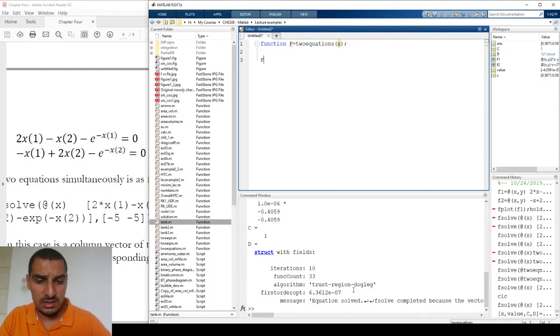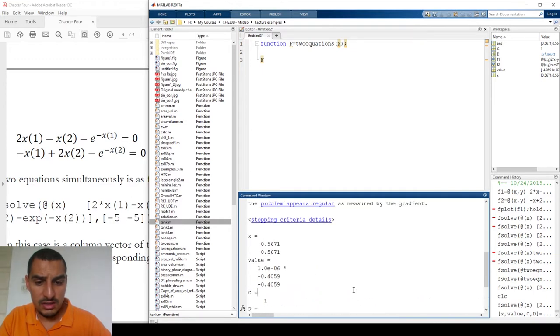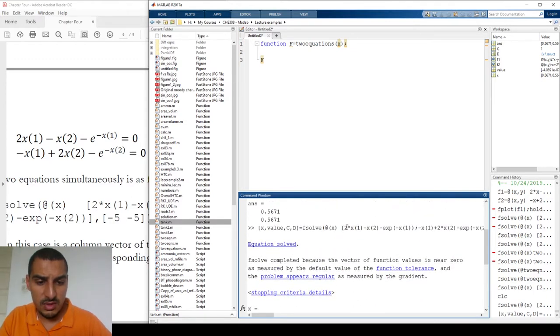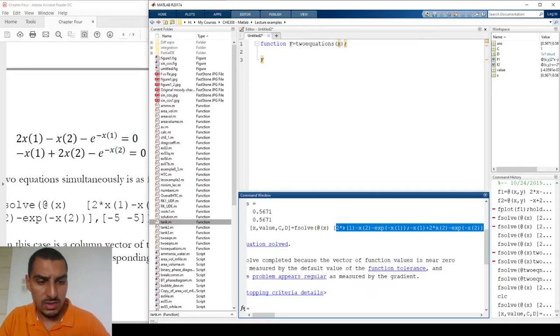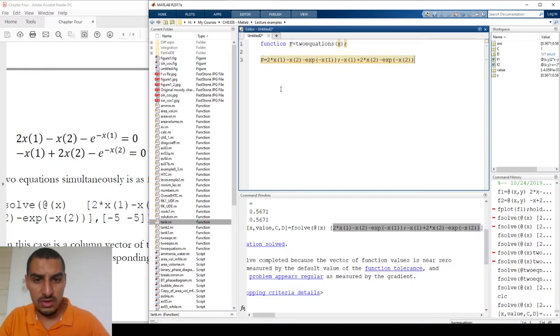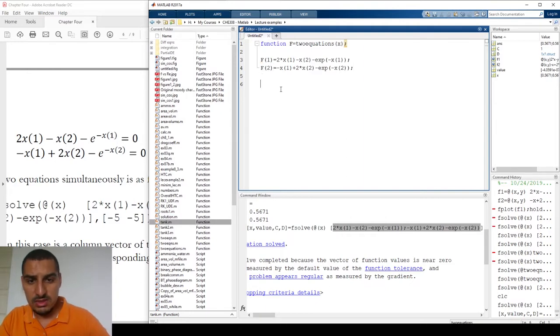I'll take them from here, so I do not write them again from the beginning. So these are the two equations. They are again written in x1 and x2 the same way we did before. This is the first equation, and this is the second equation. But we need to differentiate between these two equations, so they have to be named f1 and f2. And when we're done, we just type end.